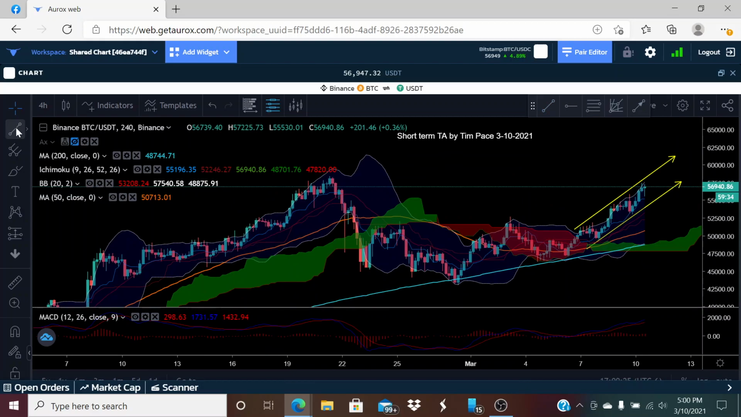Look, this is support, in my opinion. I'm going to press that button. Come on. There we go. If you hold shift, it'll make a very straight line. Okay, so this is support and resistance.